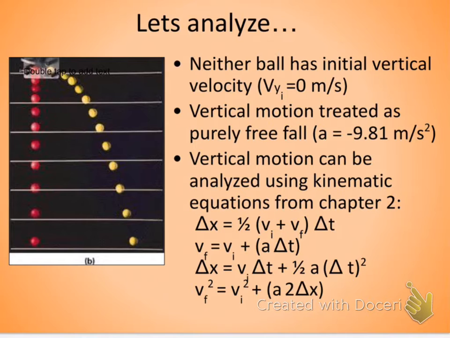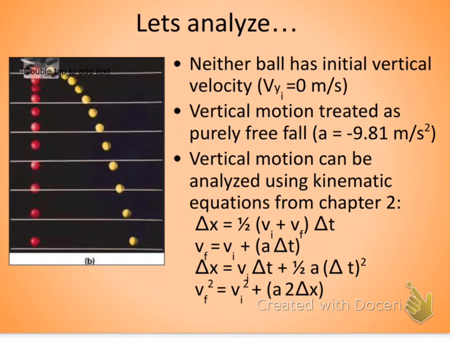The vertical motion is just free fall. There's no other acceleration operating on the y-axis, and acceleration due to gravity only operates on the y-axis. Does that all make sense?